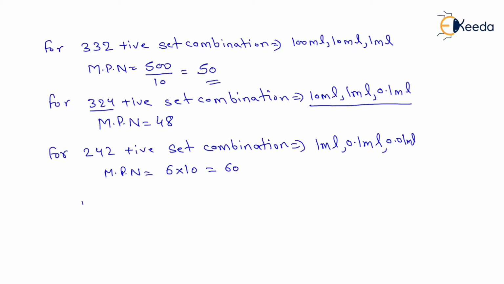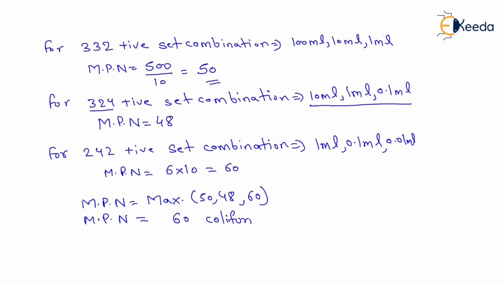Now out of these three values, what will be the MPN value for this water sample? It will be the maximum of these three values, that is 50, 48 and 60. Now in these three values, which value is maximum? That is 60. So the MPN value will be 60, which means 60 coliform colonies per 100 ml. I hope that it is clear to all.